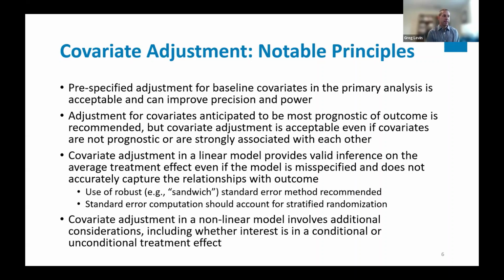The guidance also emphasizes that adjustment for covariates that are anticipated to be most prognostic of the outcome is recommended. So in general, it's recommended to select those covariates that are expected to be most prognostic. But if for some reason there's an adjustment for covariates that are not prognostic, or even covariates that are strongly associated with each other, the covariate adjustment is still acceptable. It still provides valid inference on the treatment effect, which is what we're ultimately interested in.